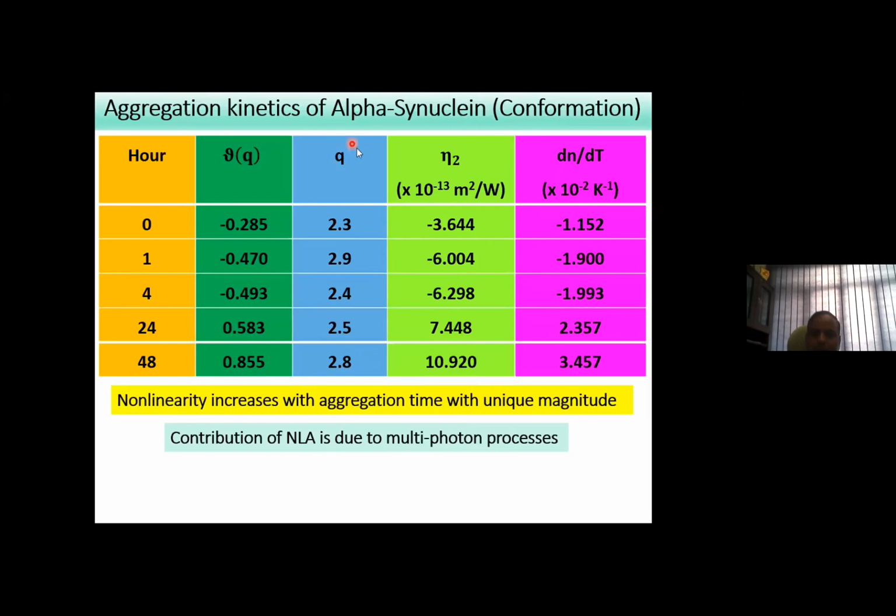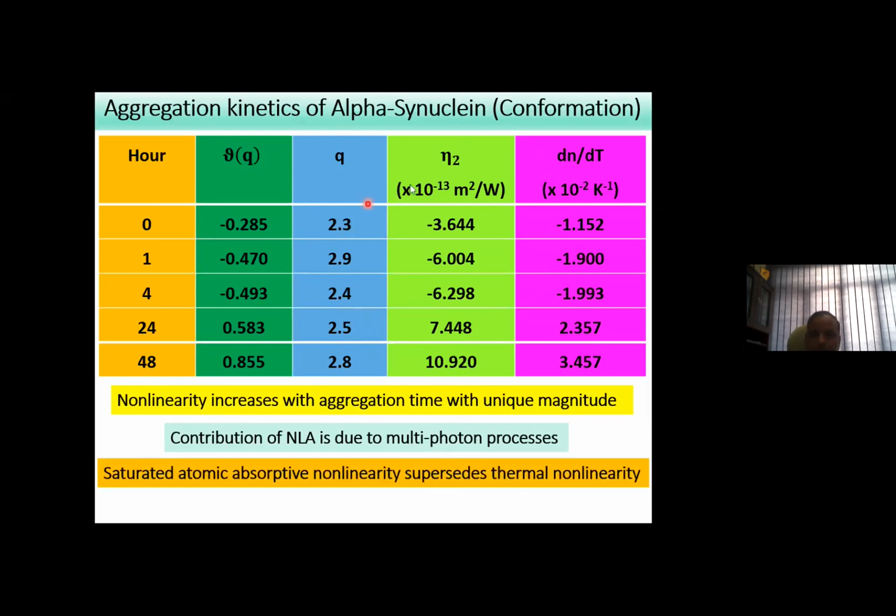You can see, as Falconer proposed, the Q values are always more than 2. That is, multiphotons are involved here. And the order of the nonlinearity is more than 10 to the power minus 10, which is specifically proposed for thermal nonlinearity. That means the saturated atomic absorptive nonlinearity is superseding the thermal nonlinearity here. And beta sheet fibrils are highly nonlinear, as you can see at 48 hours.